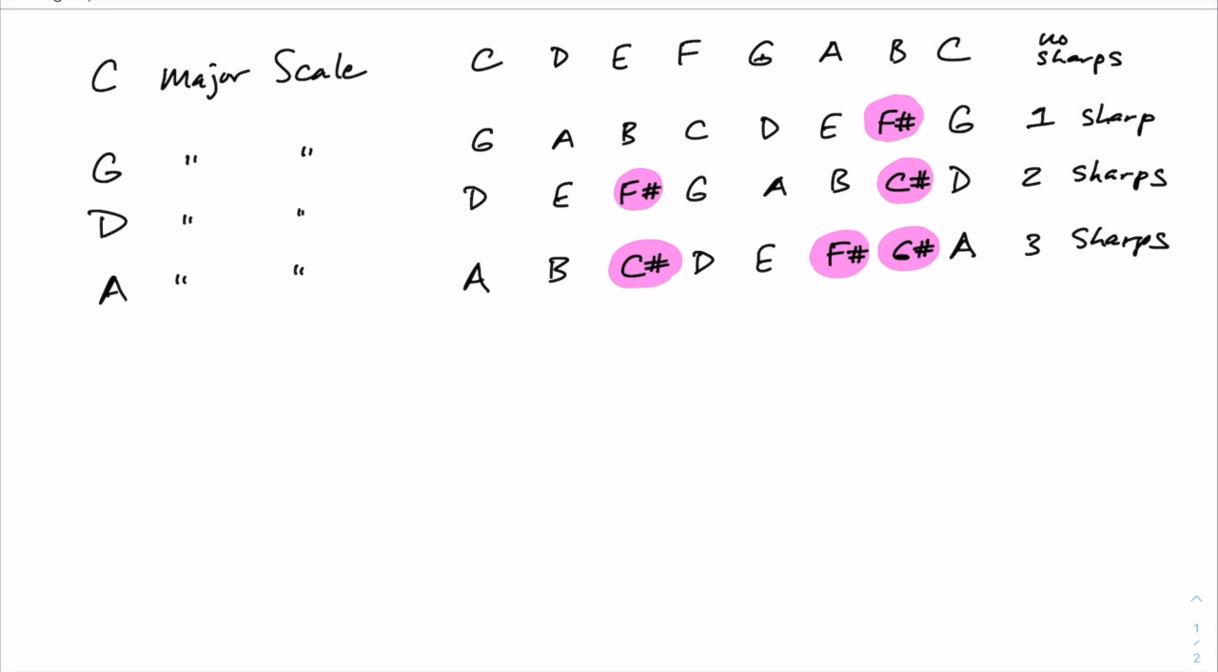Wouldn't it make sense? So we're saying, well, what's the next major scale going to be? I don't know. What's the 5th of A? 1, 2, 3, 4, 5. It's E. So the E major scale comes next. It will have 4 sharps. Which sharps? Well, it's going to have F sharp from the G major scale, C sharp from the D major scale, G sharp from the A major scale. And now the note before E is D. So it's going to have a D sharp.